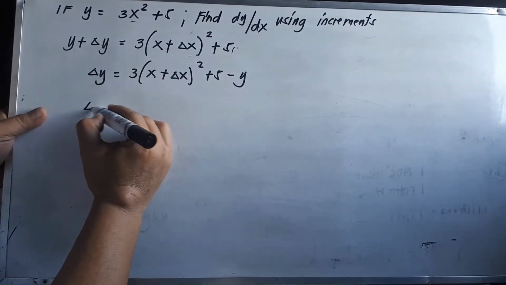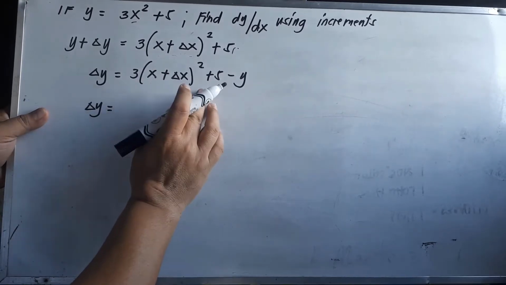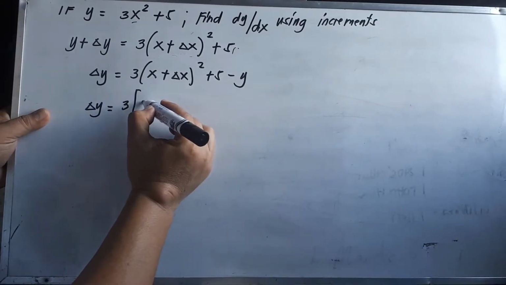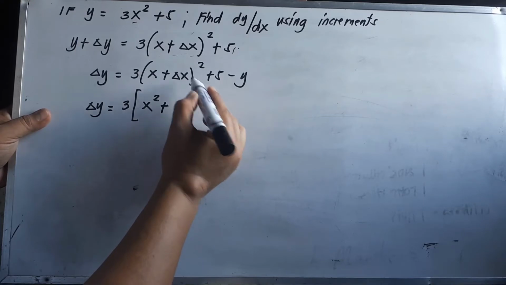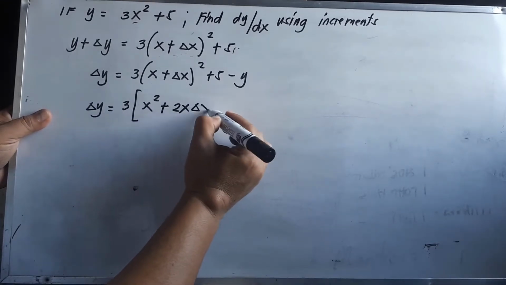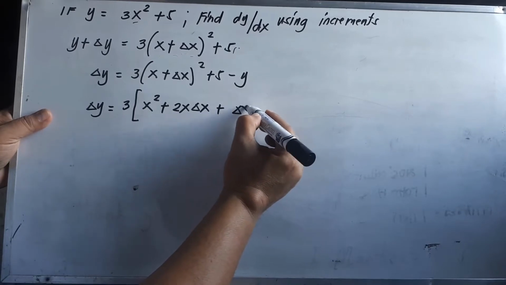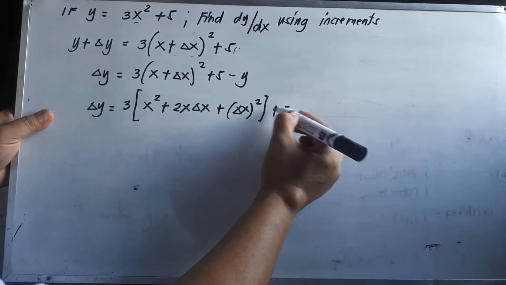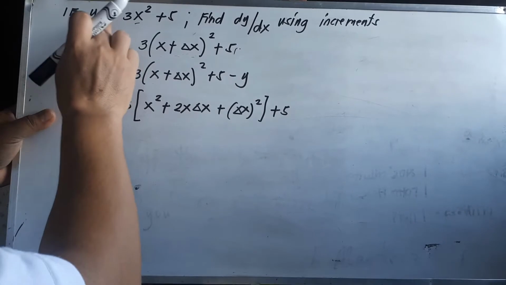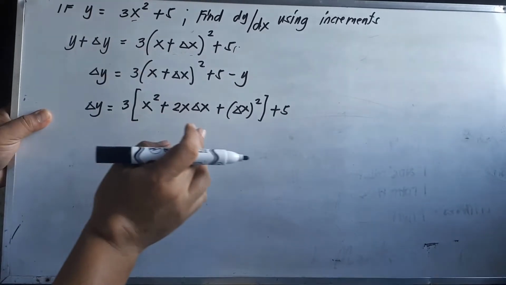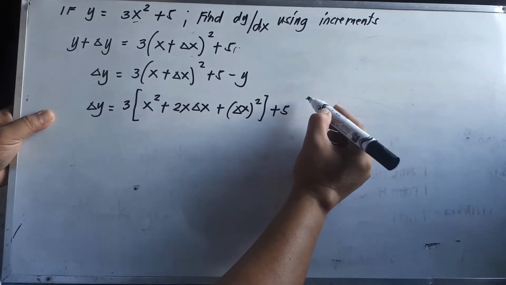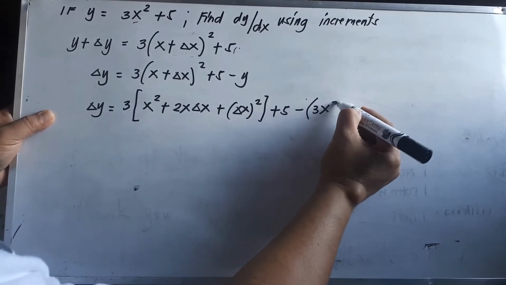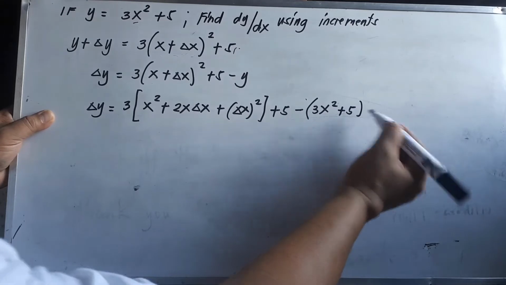After that, expand this. So 3, expanding this one, we have x squared plus 2x change of x plus change of x raised to 2, plus 5, and then substituting the value of y here. Look at this: y is equal to 3x squared plus 5. So substituting that value, we have minus 3x squared plus 5.